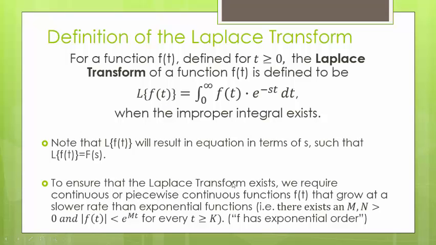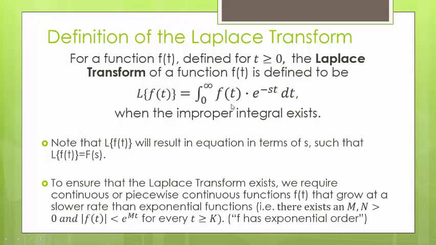To ensure that the Laplace transform exists, I need the improper integral to converge. If you consider the function f of t equal to e to the st, then e to the st times e to the negative st would give me 1. If I were to evaluate the area beneath the line y equals 1 on the interval from 0 to infinity, then that would not converge.